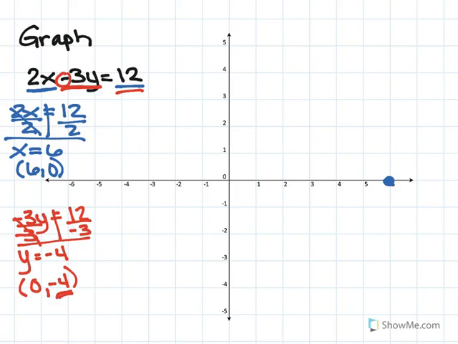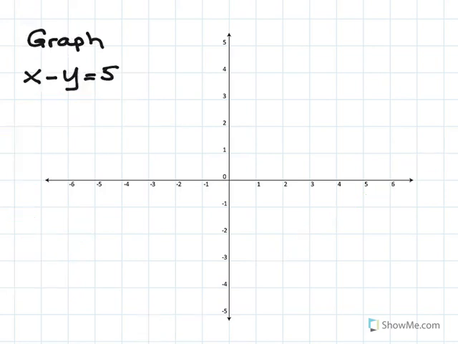Okay, the y goes second, the x goes first, because it's (x, y). So for the y-intercept, I would start at 0, and then I'm going to go down to negative 4, because I'm not moving over anything, I'm just moving down. And then you take those two points and connect them together. And that would be your graph of 2x minus 3y equals 12.